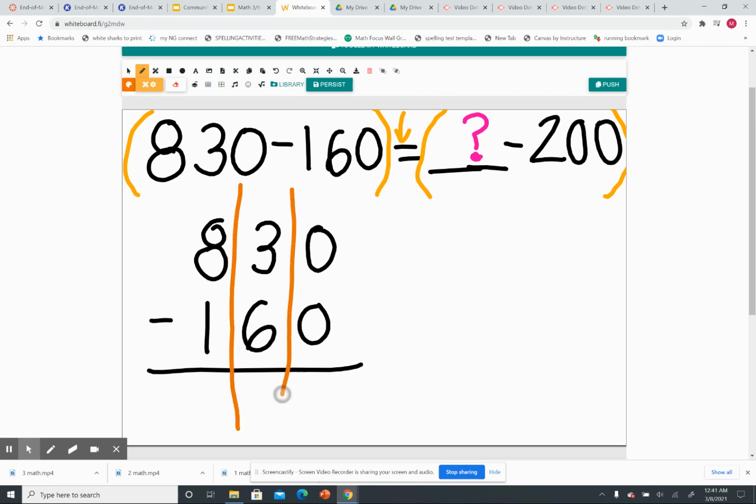Okay, the video is going to pause now, and I want you to solve this, just this part only. 830 minus 160. After you put your answer in, then the video will play. Remember to work on the problem. Do not just type in random numbers just to get by. That is not going to give you that 50 points. Just saying. All right, the video is going to pause now.